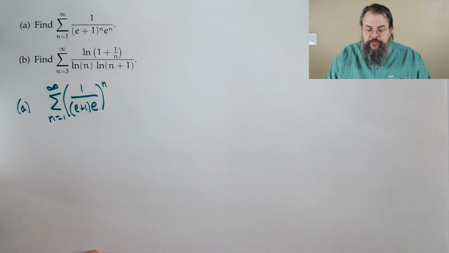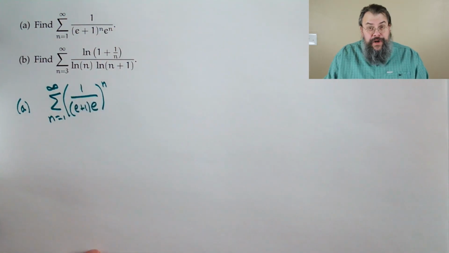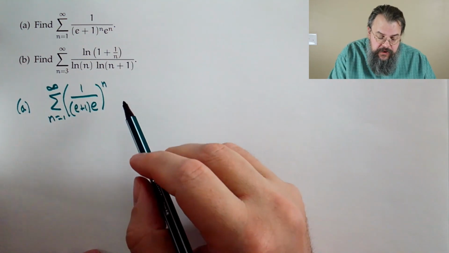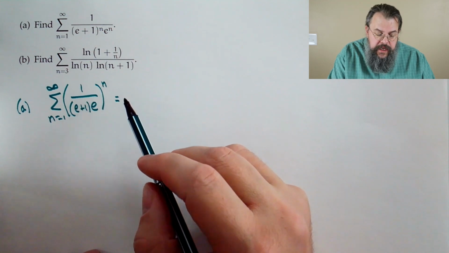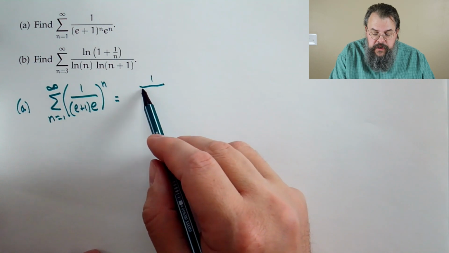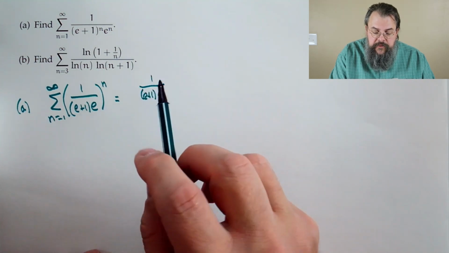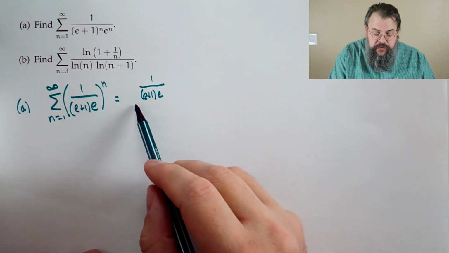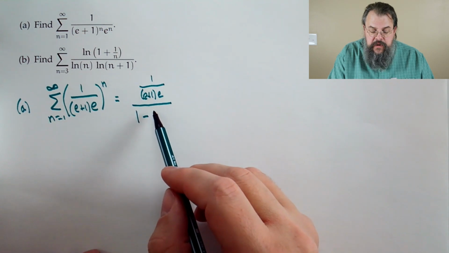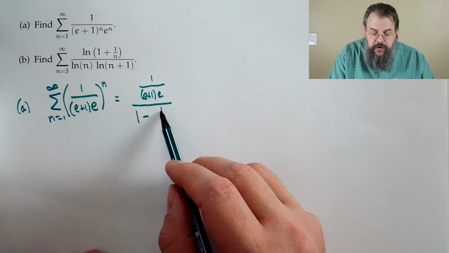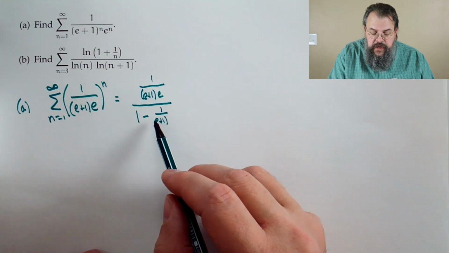So that's part A. And then we say, well, this is really nice. It's a number. It's a weird-looking number, I grant you that. But it is a number. So, according to the rules for geometric sums, it will be the first term, which corresponds to n equals 1. So 1 over e plus 1 times e. Sometimes we call this a in our formula. It's just the first term. Divide by 1 minus the ratio you multiply by. And here, it's this expression. So 1 over e plus 1 times e.